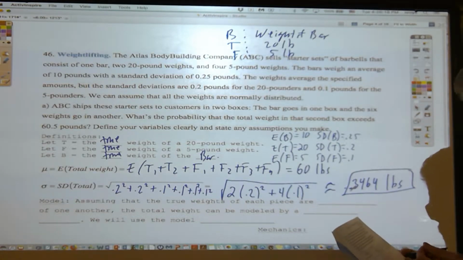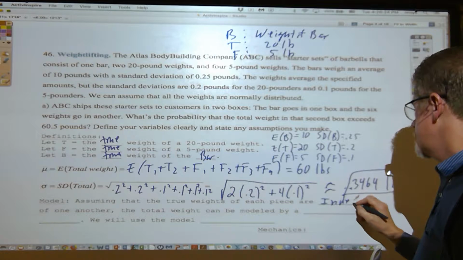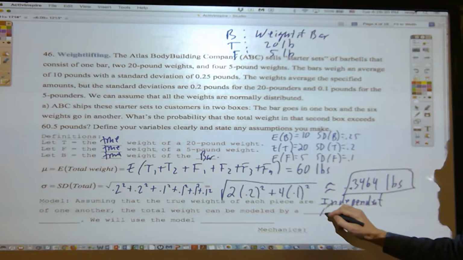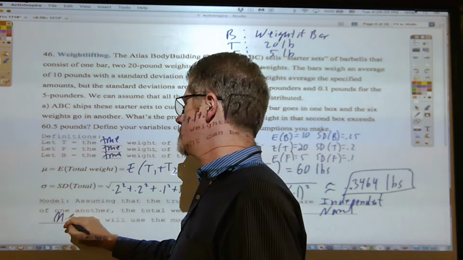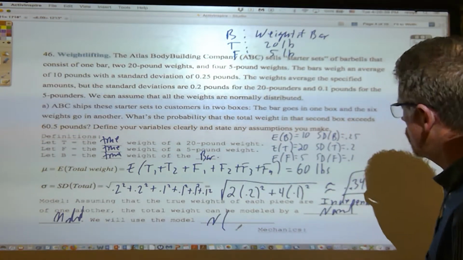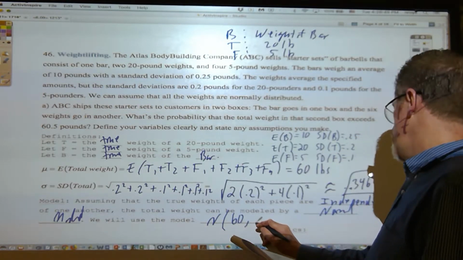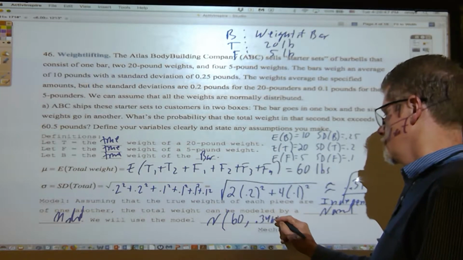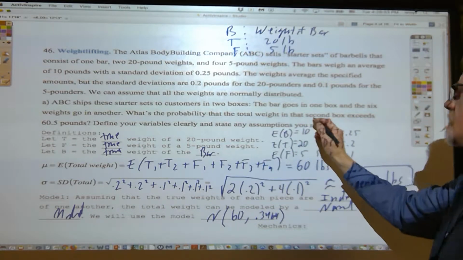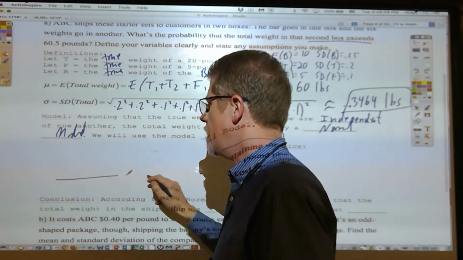Okay, so assuming that the two weights of each piece are independent of one another, the total weight can be modeled by a normal model. Going to use the model N for normal, 60, comma, 0.3464. And remember what the question is. They're saying, what's the probability that the total weight of everything except for the bar is more than 60.5 pounds?